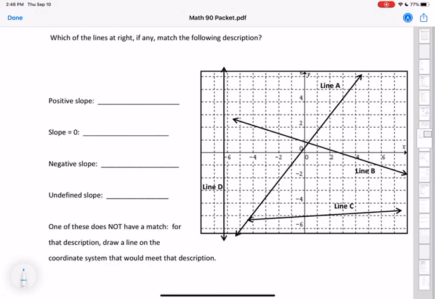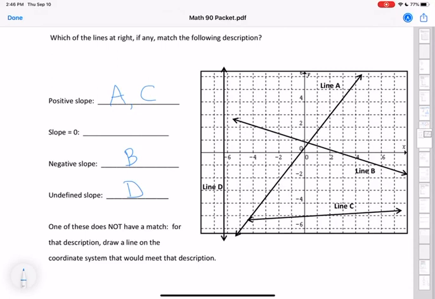Okay, so it says, which of the lines at the right match the description? So positive slope. Do you see anybody that's positive in there? A for sure. There's one more. Did you see it? It's not as prominent. But C, even though that's super, super slightly positive, it technically is still positive. Slope of 0, I don't see any of those. Negative slope, how about B? Undefined, that's definitely D. And then it says one of these does not have a match. For that description, draw a line on the coordinate system that would meet that description.